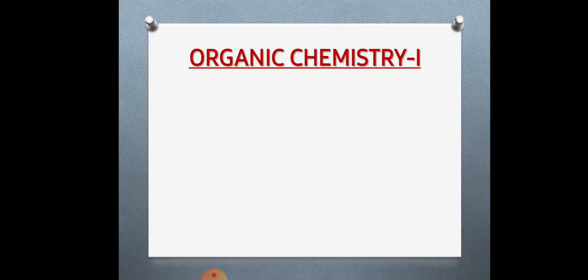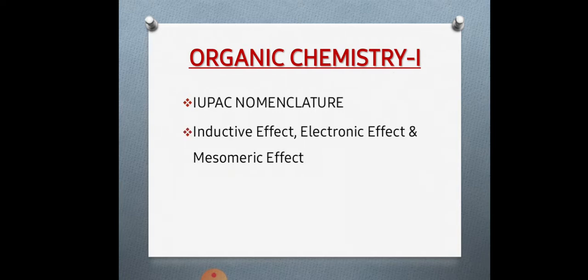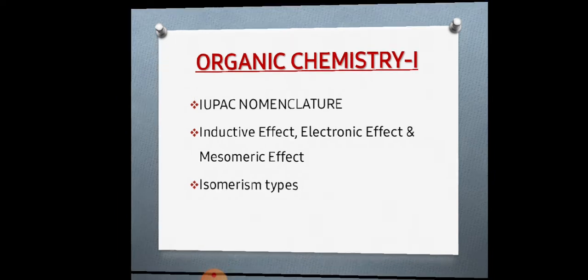Then the next chapter is organic chemistry 1, and in this a very important concept is IUPAC nomenclature. It's very important. Most of the questions in organic chemistry are based on this IUPAC nomenclature. Then the second one is inductive effect, electromeric effect, and mesomeric effect. That means all these three concepts come under electron displacement. Then the third one is isomerism and the types of isomerism. So all these are under organic chemistry 1.